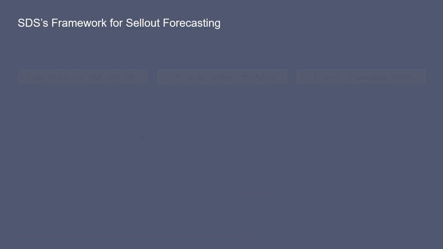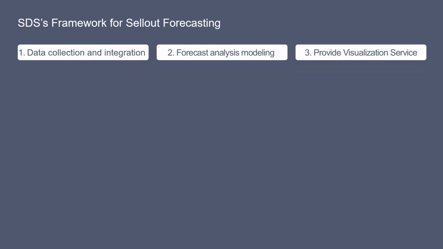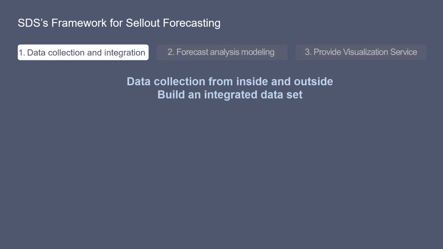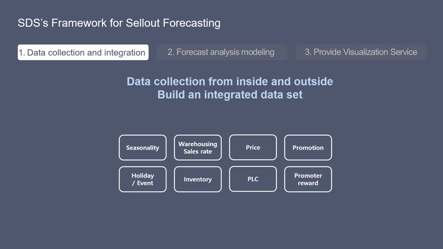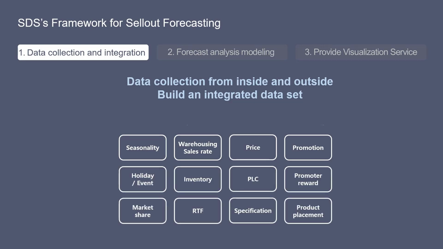Here, there is a systematic sellout forecasting framework based on the experience of SDS accumulated through various data analysis projects. First, it collects and integrates data for sellout forecasting analytics modeling. After collecting internal data such as SCM, DRP, promotion, and external data such as seasonality and holidays, an integrated data set is built to understand the market structure and product characteristics.